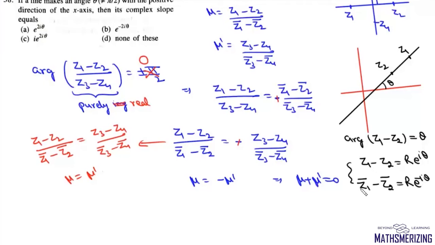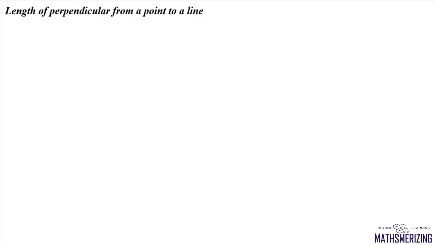Now if we divide first with second, we'll get (Z1 minus Z2) upon (Z1 bar minus Z2 bar). Now here r and r will cancel, so it will be e to the power iota 2 theta, and this is your mu. So in that case, the complex slope will be e to the power 2 iota theta, and that's your option A.